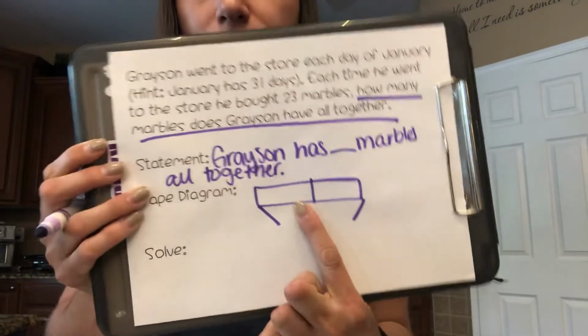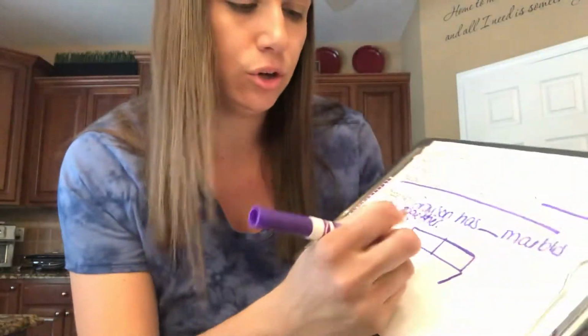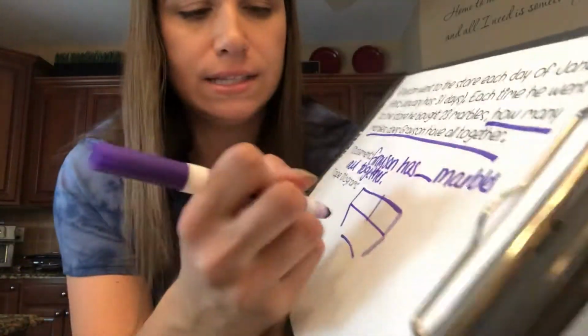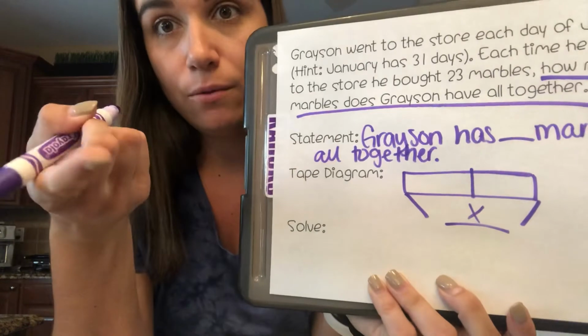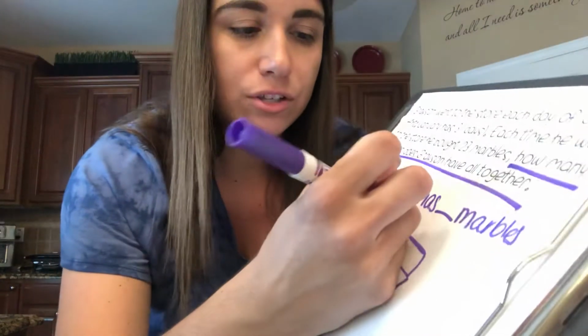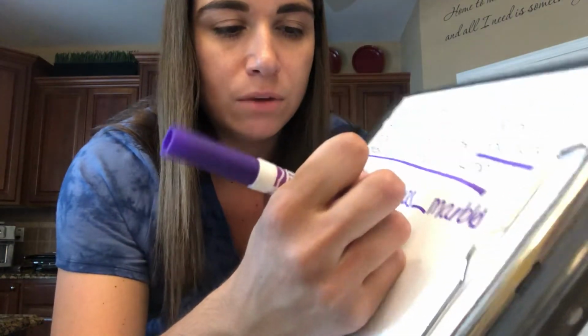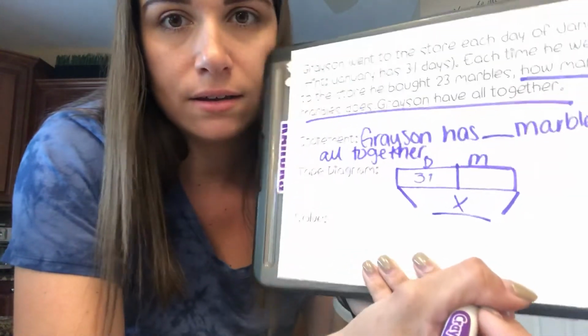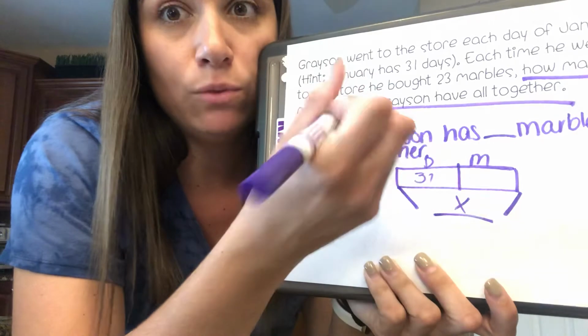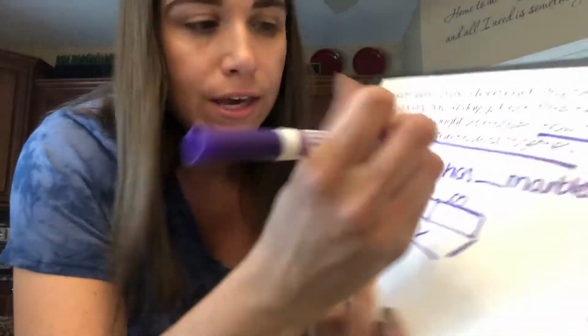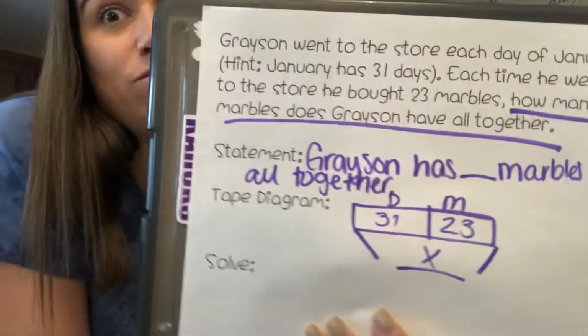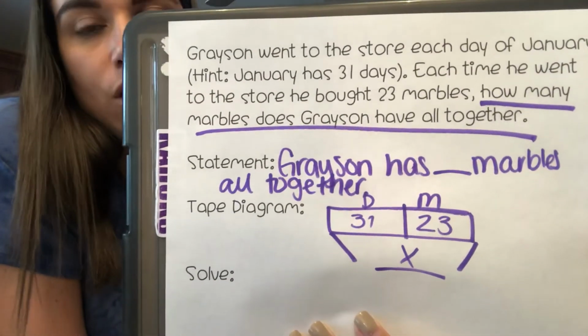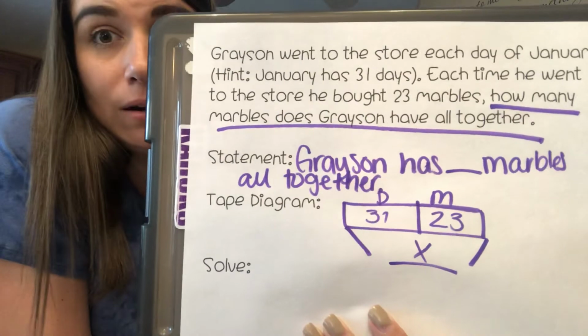So our tape diagram will look very similar to the addition one, where we have our part, part, whole. So we have our 2 boxes and then our blank. We don't know the total number of marbles that he has, so that's the X. Then what we need to put at the top is he went to the store for how many days and then how many marbles did he get each day. So he went for 31 days, so that should go in that box. And then each time he was there, he got 23 marbles. So he is going to have a lot of marbles. So to solve that, since it's part, part, whole, we're just going to multiply.